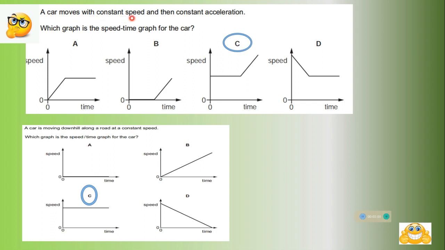A car moves with constant speed and then constant acceleration. Which graph is the speed time graph for the car? Option C is right. Here car speed is constant, as speed doesn't change with time. This part shows steady speed, so acceleration is constant. In this question, a car is moving downhill along a road at a constant speed. Option C, speed doesn't change with time, it is constant here.